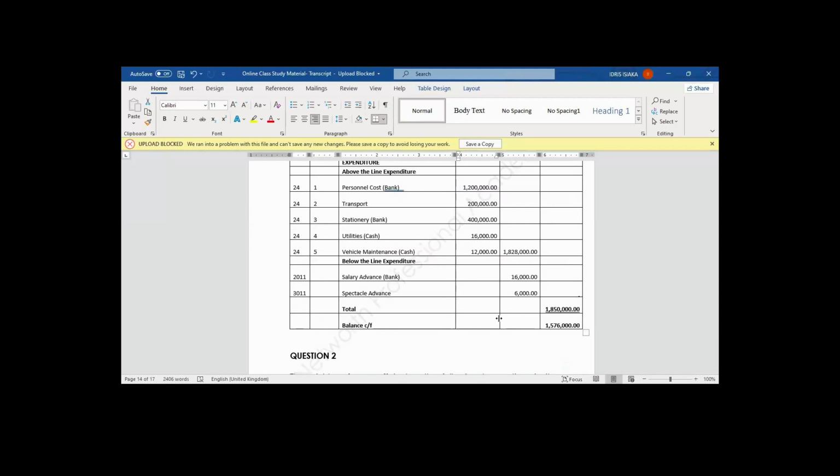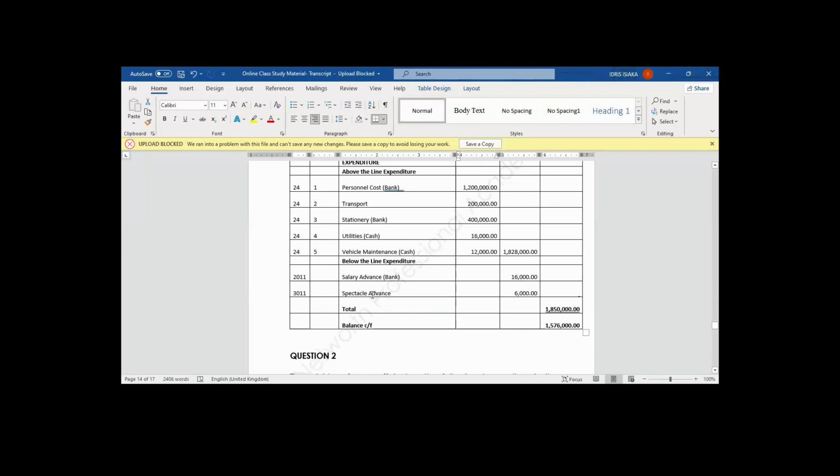One of the below the line expenditure I have is salary advance. The head is 2011. I will put it under subtotal. Spectacle advance. The head is 3011. I will put it under subtotal. Because they have different heads, that is the reason why I'm putting them under subtotal.